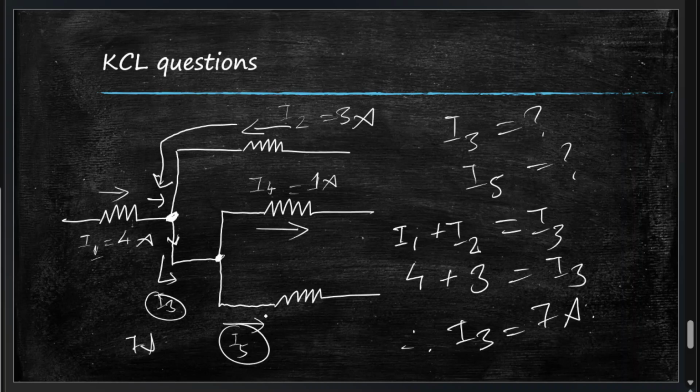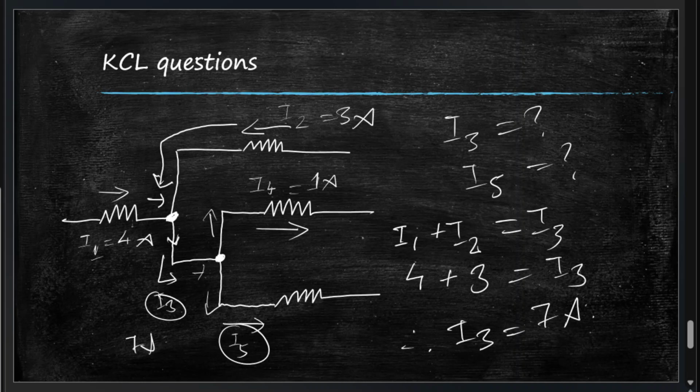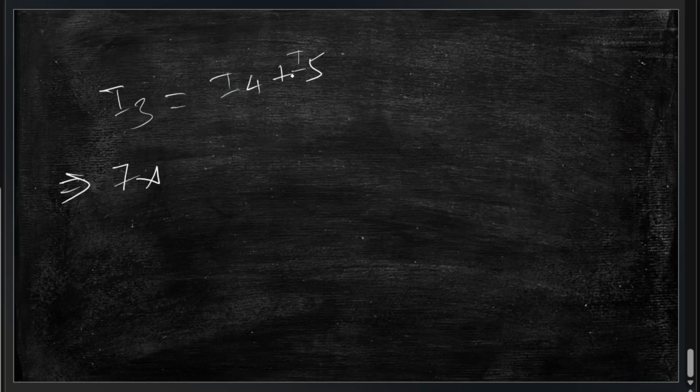Now we have to find this I5. Again, notice that I3 enters a node here, or a junction, and so I3 is entering, I4 and I5 are leaving, right? So again, applying KCL, we can write I3, the only current entering, is equal to I4 plus I5, the currents that are leaving. Now we have the value of I3, which is 7 amperes. We just calculated that. And we also have I4 given as 1 ampere. So 7 is equal to 1 ampere plus I5.